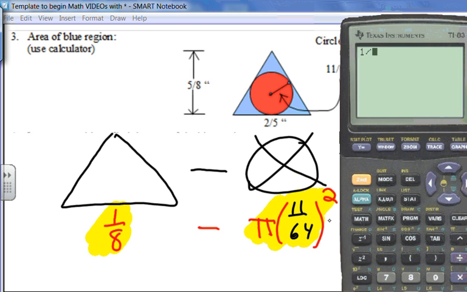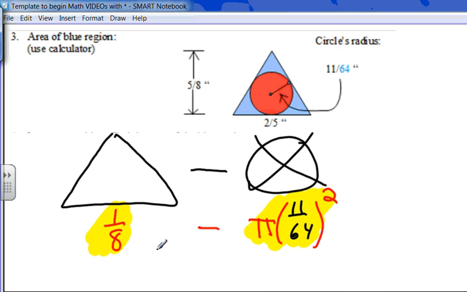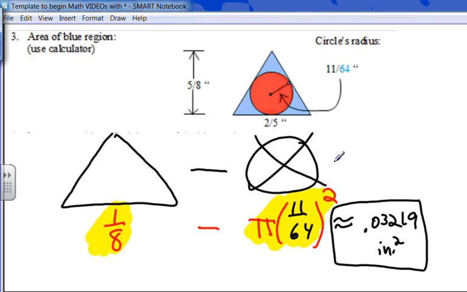1/8 minus pi times the radius squared. So we have approximately 3/100 of a square inch, 0.03219. And that squiggly equal sign is how we imply approximately equal to.